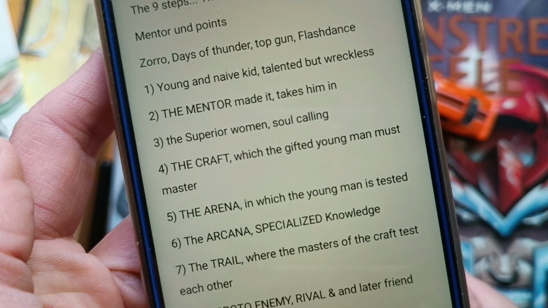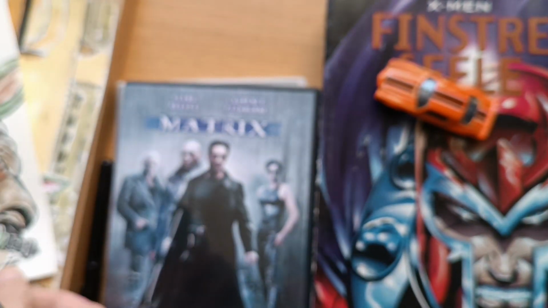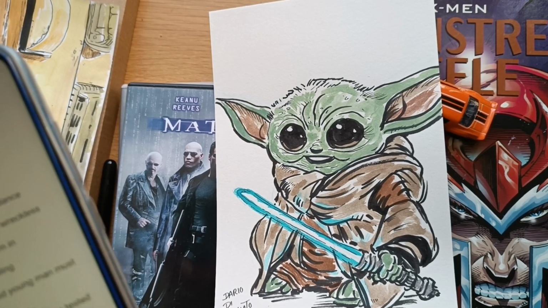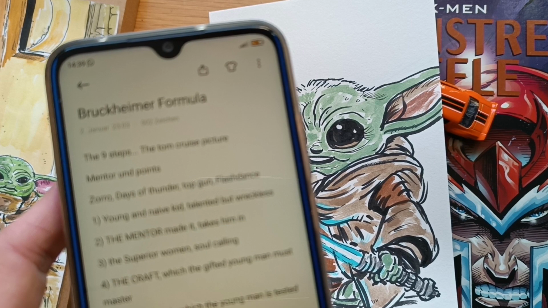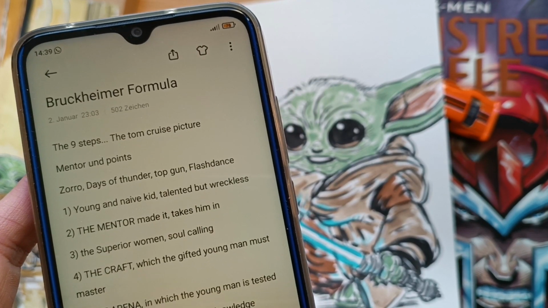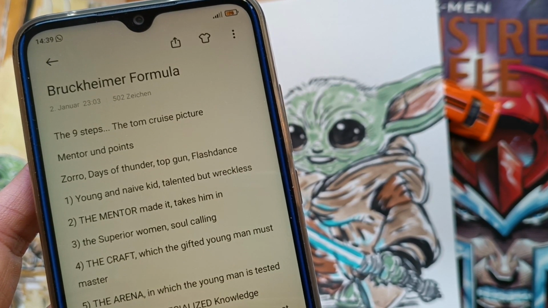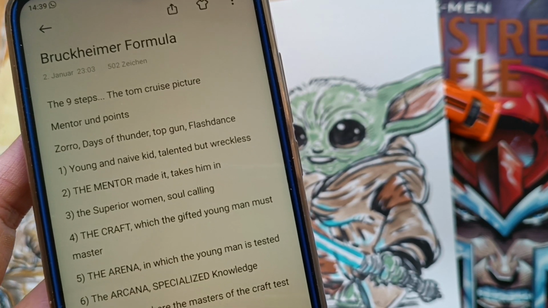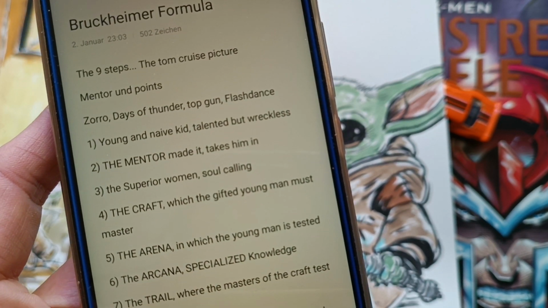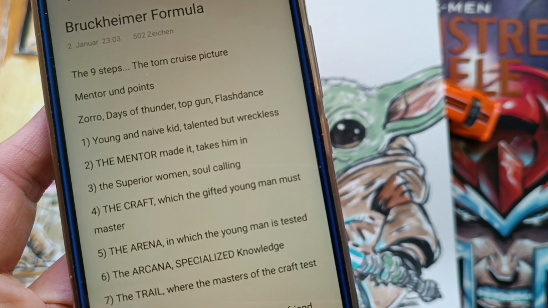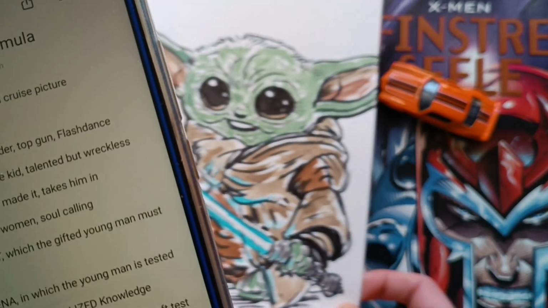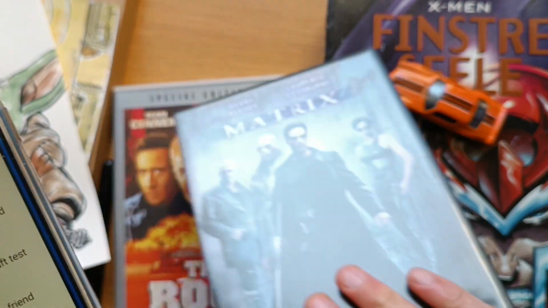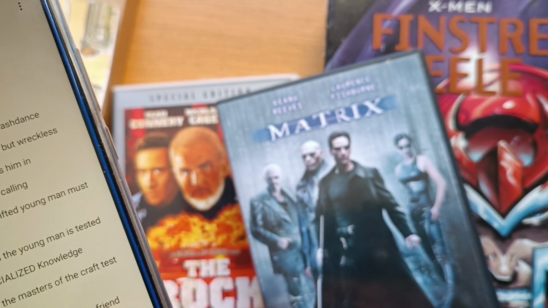Then number 2, there has to be a mentor. This is Baby Yoda, but there is one in Star Wars. We have Luke, and Luke definitely has talent, he has aspiration, he has a dream, and then he meets Obi-Wan Kenobi. And then number 3, there is the superior woman, the soul calling. In Star Wars, it's maybe Princess Leia. In The Matrix, it's probably Trinity.